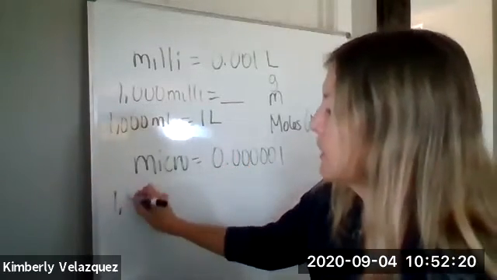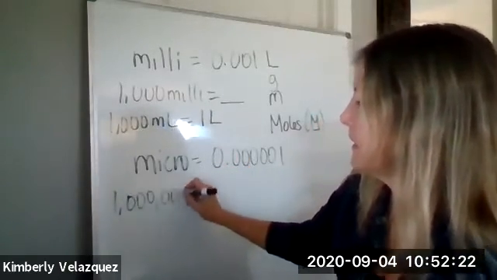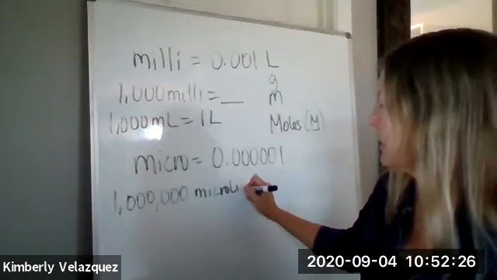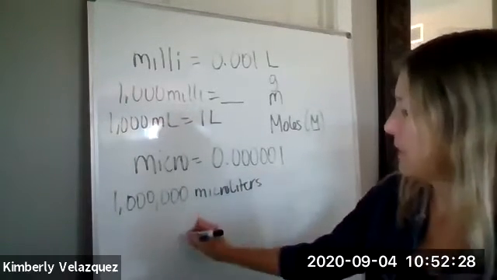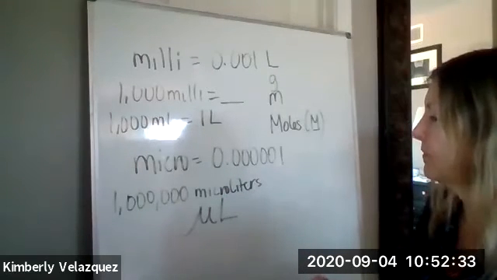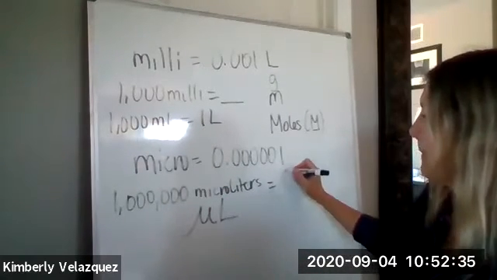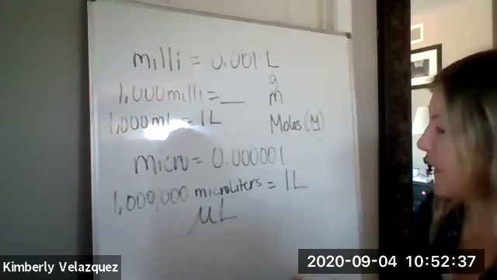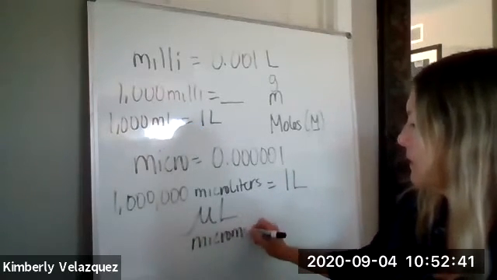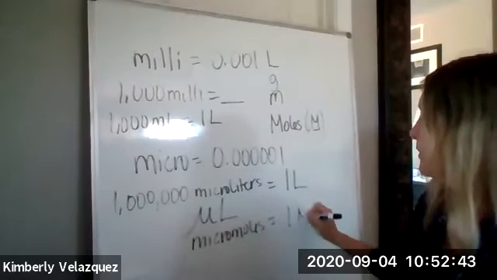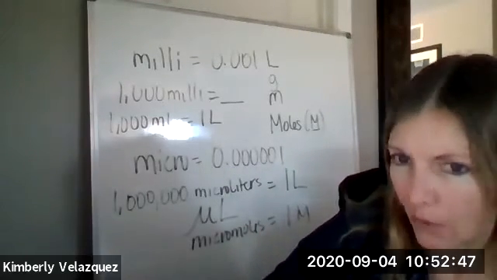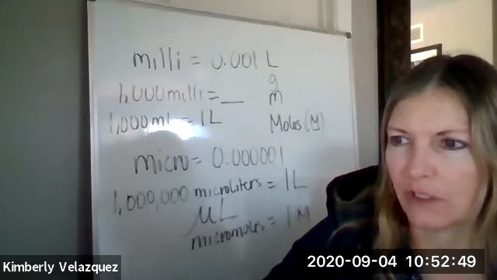For micro, it takes 1 million. So it's going to be 1 million microliters, which remember we abbreviated with that weird little mu symbol. 1 million microliters equals 1 liter. That one means 1 million micromoles equals 1 mole. You're going to be using that to make some conversions later.